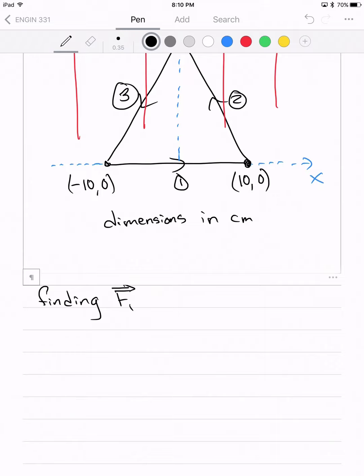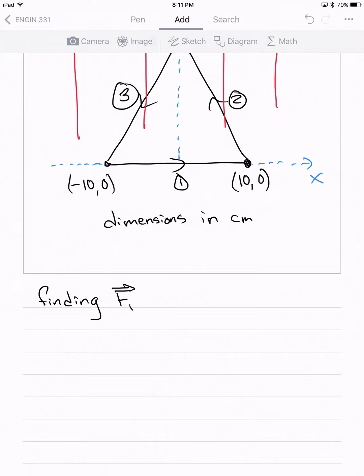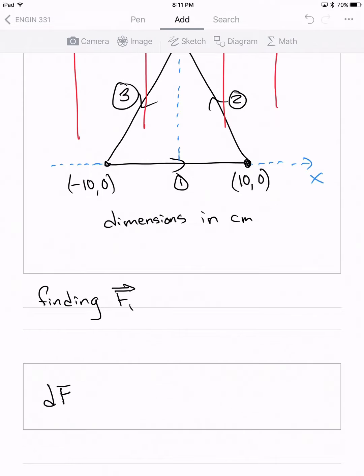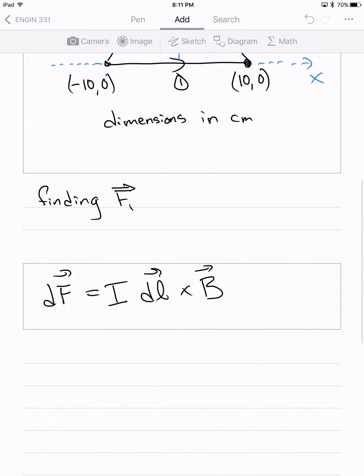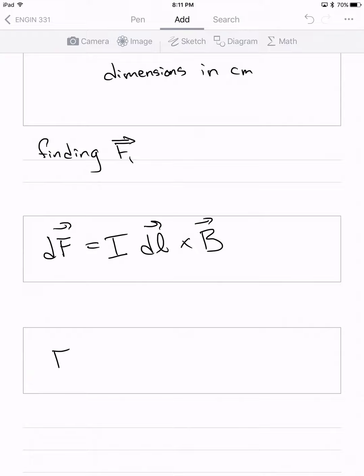If we are calculating the force using the force integral, I'll insert some math so I have room to write this. We have dF is equal to I dl cross B, where dl is our differential length, I is the current, and B is the magnetic field again. So then our total force is the integral of dF around your circuit, which is equal to the integral around the circuit of I dl cross B.